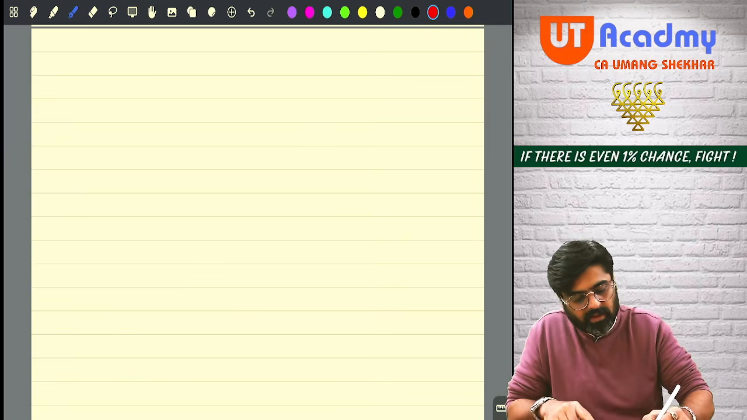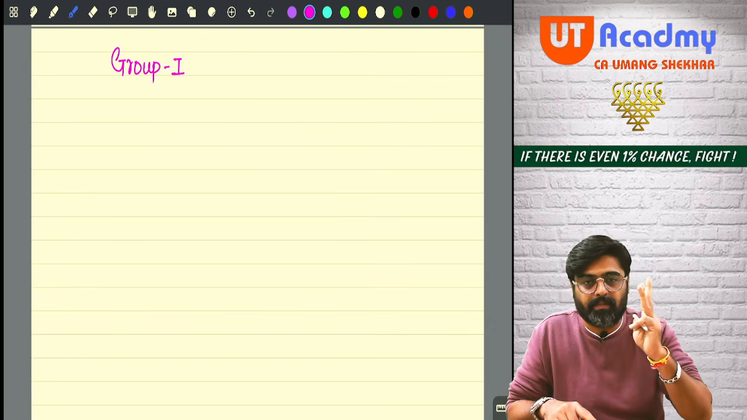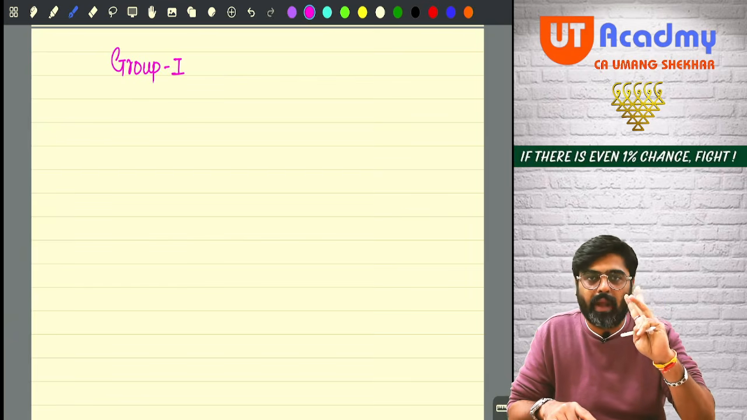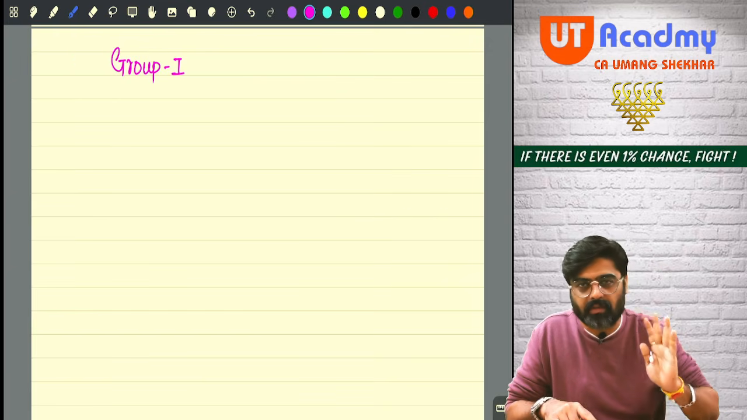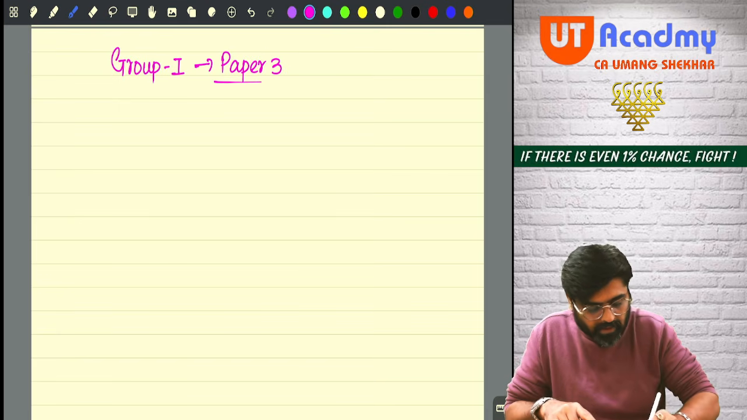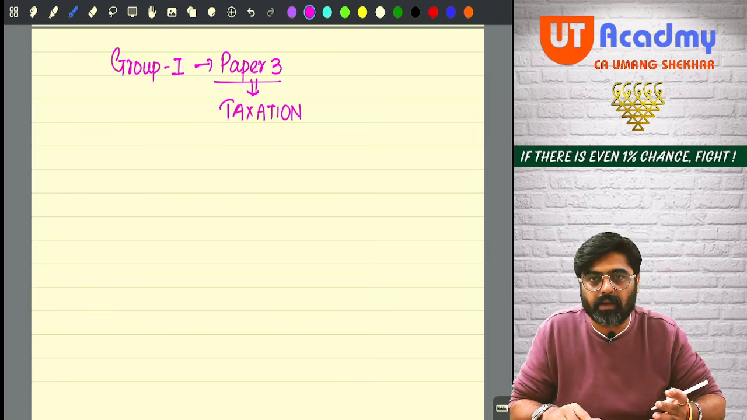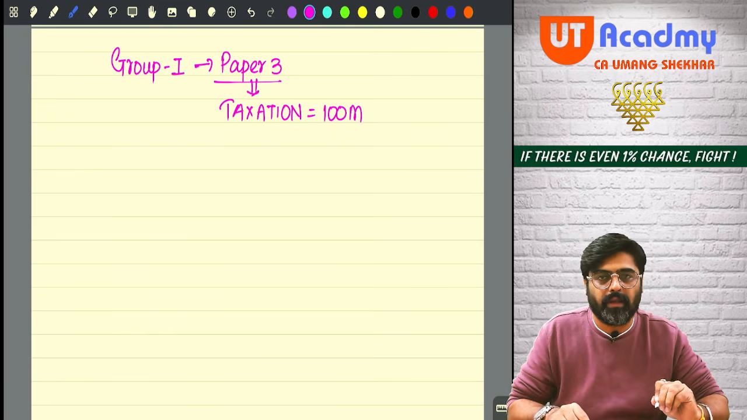Okay, see, in your group number 1, there are 3 papers, paper 1, paper 2 and paper 3. I'm not worried about paper number 1 and 2, I'm worried about paper number 3. So your group 1 has paper 3. The name of this paper is taxation. And you all must be aware that taxation paper is for 100 marks in your examinations.